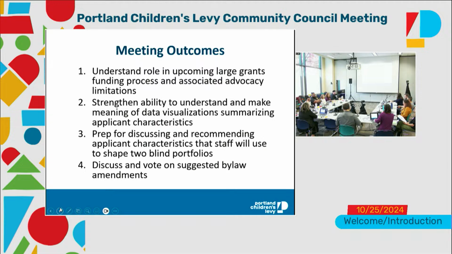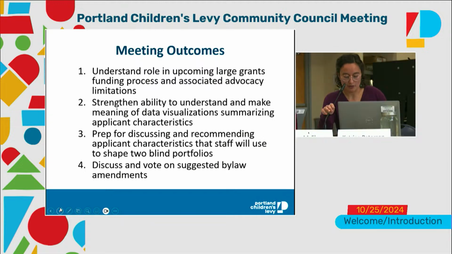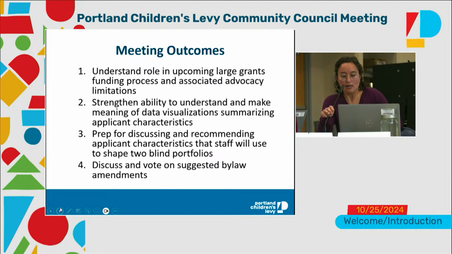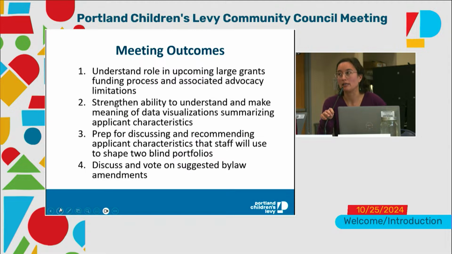To do this, if you wanted to look at the agenda that you have in front of you, we're just going to start with an overview of where we've been and where we're going, as well as a check-in, and that's something that Erica is going to lead us in a moment. And then we're going to move on to a presentation and discussion about the council's role in the large grants funding process. I'll be leading that. Lisa is going to introduce advocacy limitations of the large grants funding round.